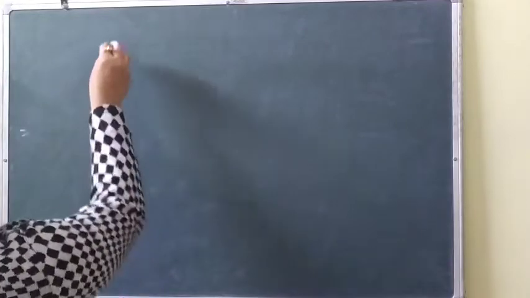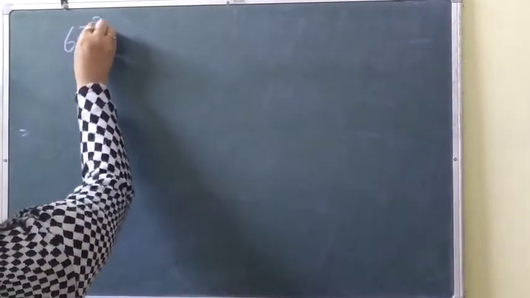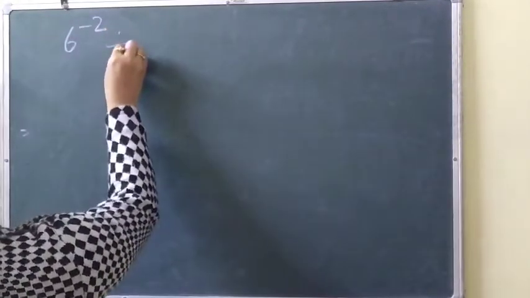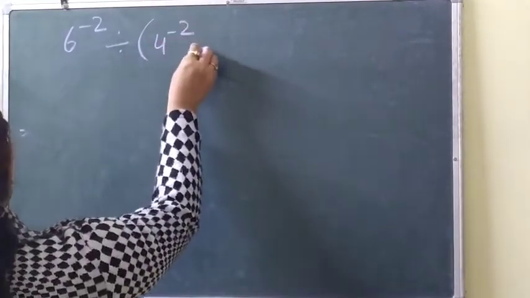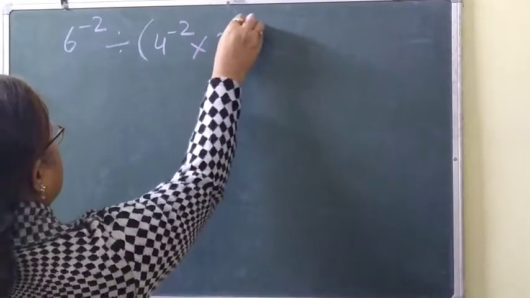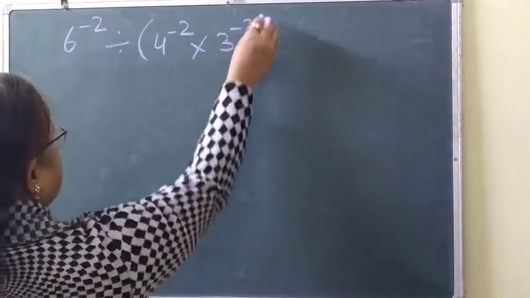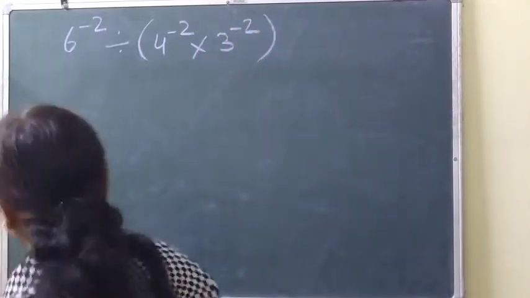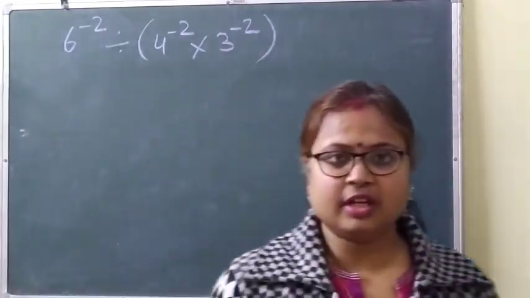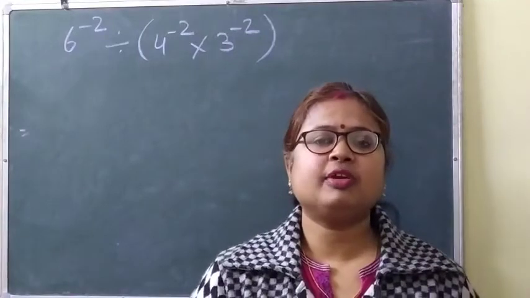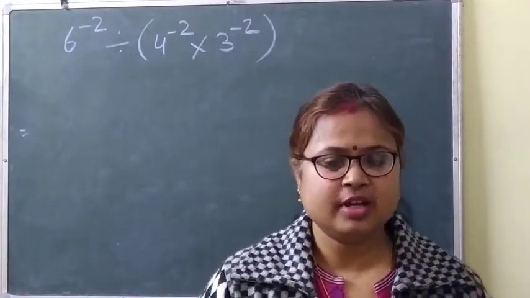Now the next question is 6 to the power minus 2 divided by 4 to the power minus 2 into 3 to the power minus 2. Clear? This is the question. We have to solve it. How will we solve this one? Again, laws of exponent we have to use here. And now I think you all have become experts in using the laws of exponent.